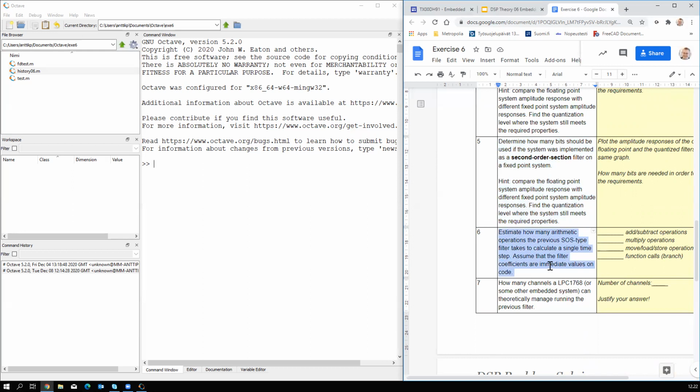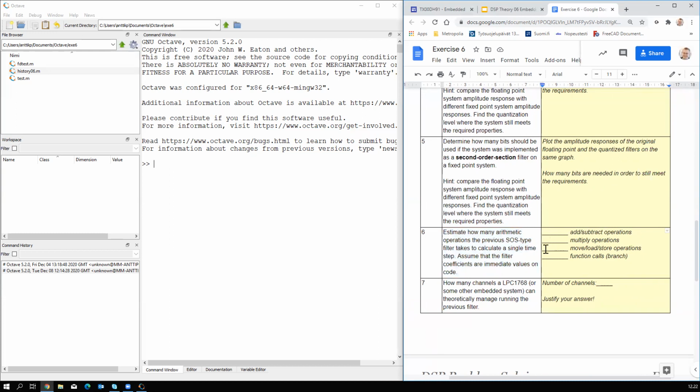Then the next part is approximation. Remember, this is an engineering class. This is not science class. So approximate, estimate how many arithmetic operations the previous filter takes. So how many add operations, how many multiply operations, how many move, load, or store operations, how many function calls or branches. Assuming that the filter coefficients are immediate values in code, meaning just constant values in the code.